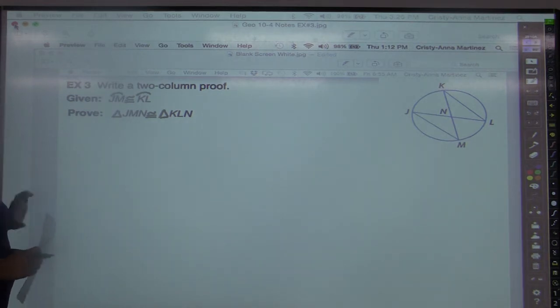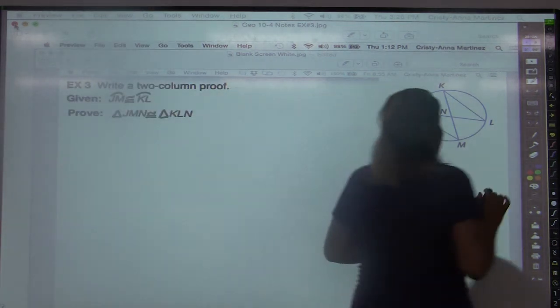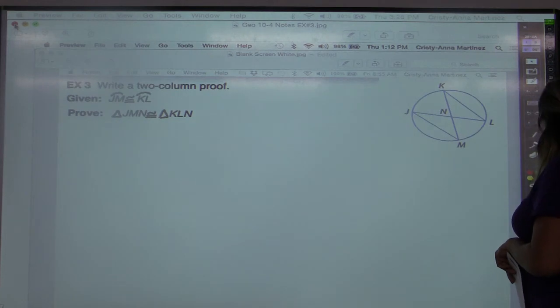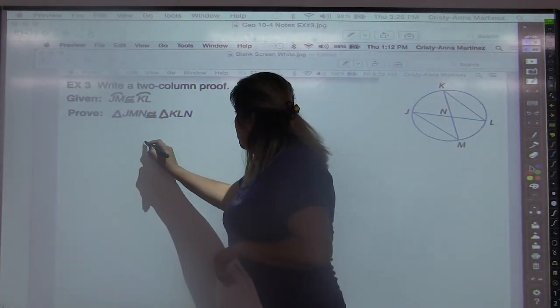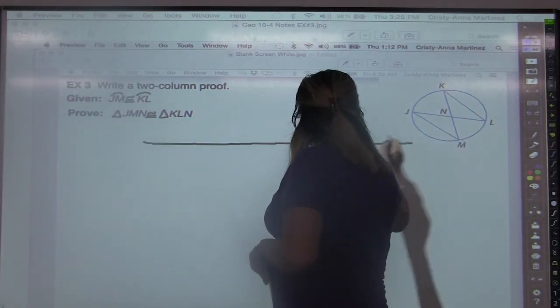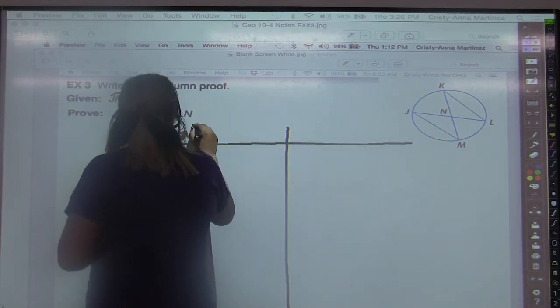All right, so example 3. Write a 2-column proof, and it has our given and our proof statements. So there are going to be 6 steps here, so you're going to want to make sure that you have enough space for 6 steps in your notes, so it's not all crowded together. Or maybe you don't care, I don't know.